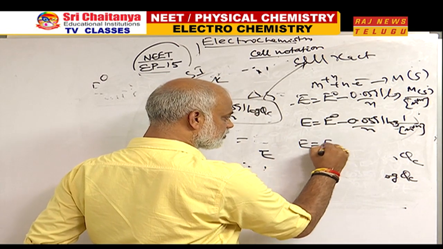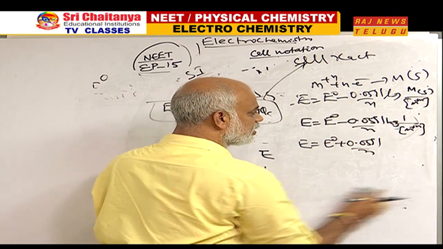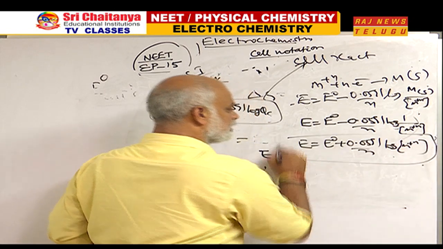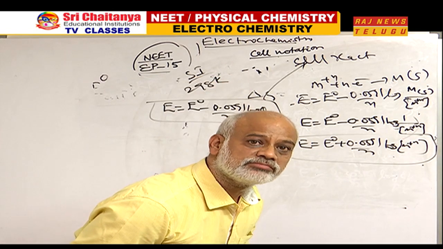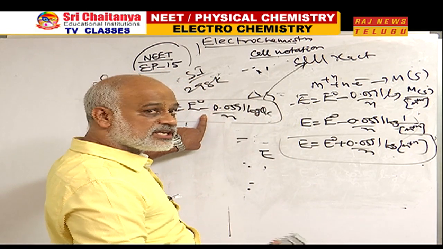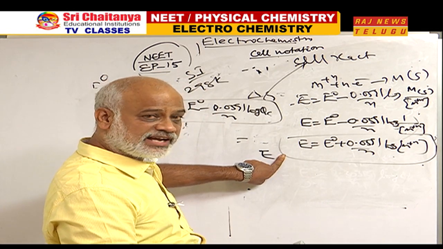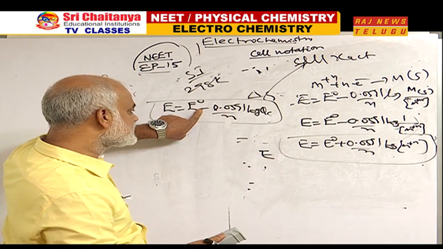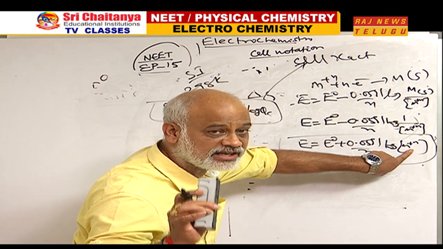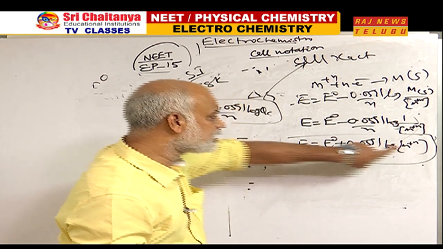Therefore, E is equal to E naught plus 0.0591 by n logarithm of metal ion concentration. So now, this is the expression for the total cell reaction. This is for a half cell reaction, where you can see minus, plus. Here, metal ion only, it is a half cell. Metal ion in the numerator, plus sign.